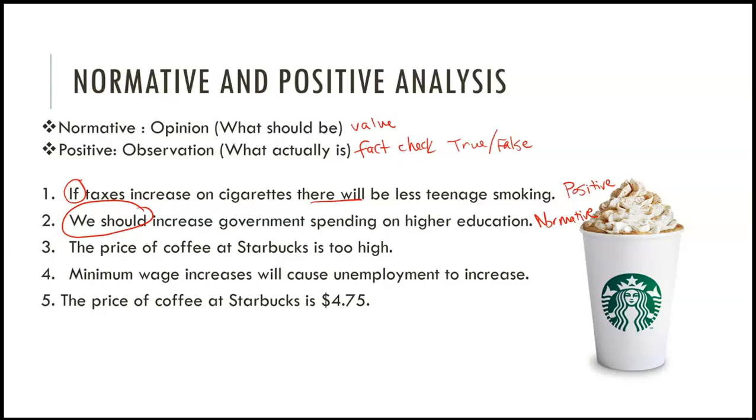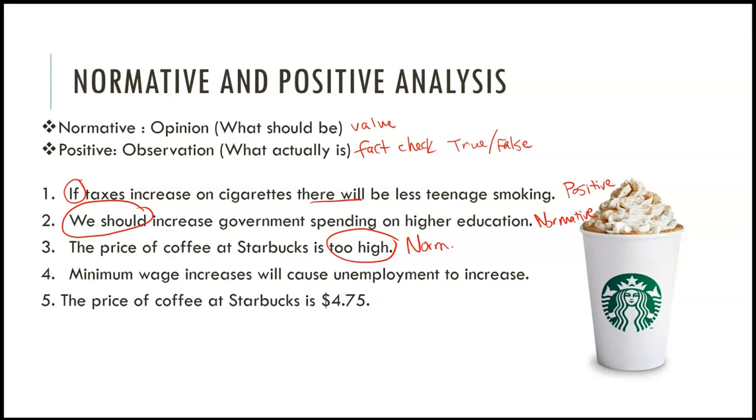Number 3, the price of coffee at Starbucks is too high. This is a normative statement. This is an opinion or a value judgment. We know that everybody does not hold this opinion because Starbucks still has a lot of stores, a lot of customers, they make money. So the price of coffee being too high is going to be a normative statement.